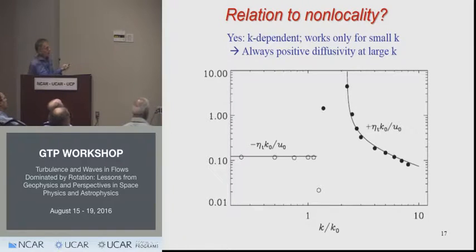The relation to non-locality is clearly reflected in the fact that this result is strongly wave number dependent. For small wave numbers, the diffusivity is negative. However, there's a jump, and for large values of the wave number, smaller scales, again, the diffusivity becomes positive, as it has to. So this means turbulent transport is always stable at small length scales. However, at very large length scales, it could perhaps be unstable in this particular case.